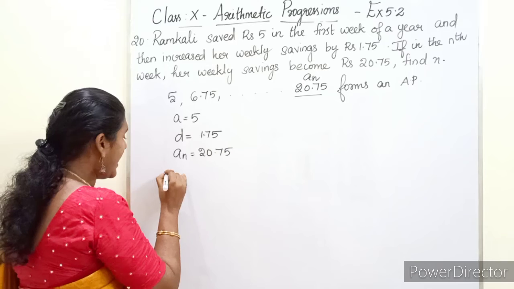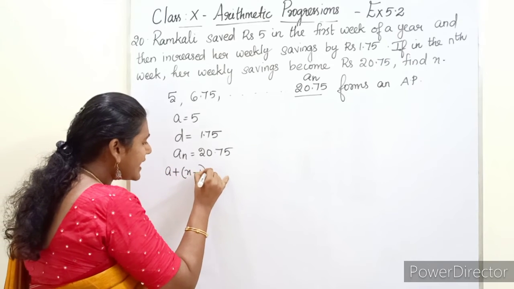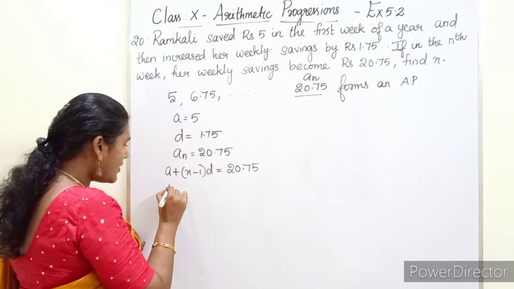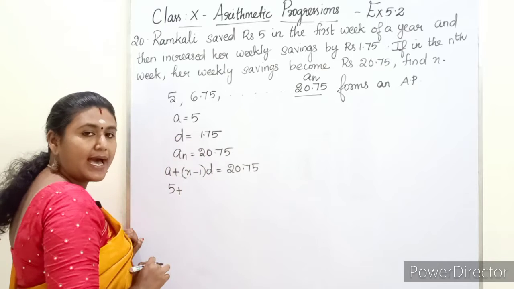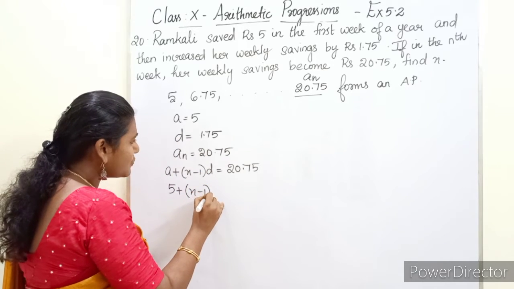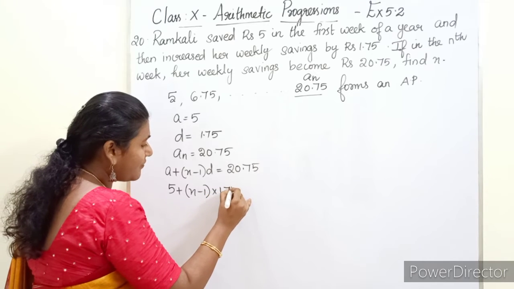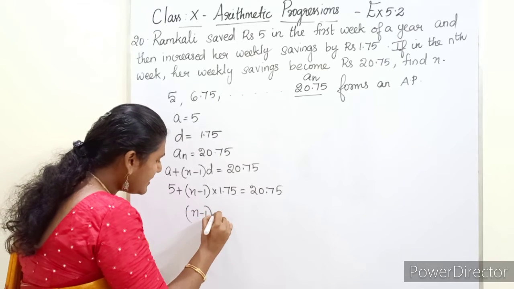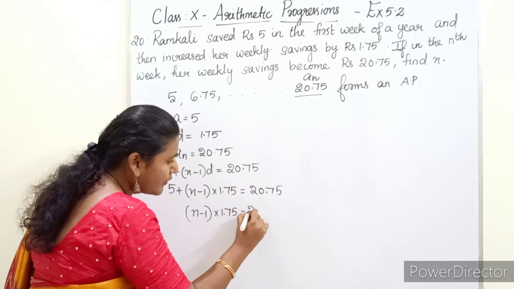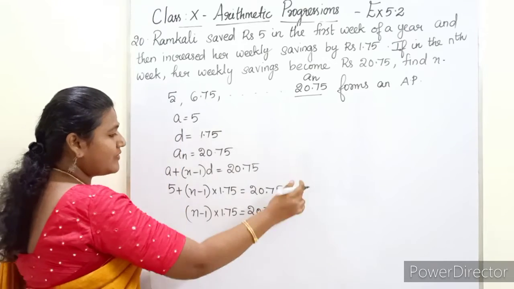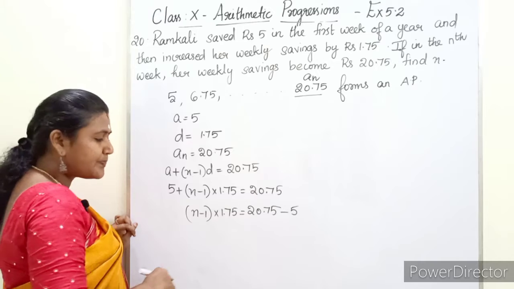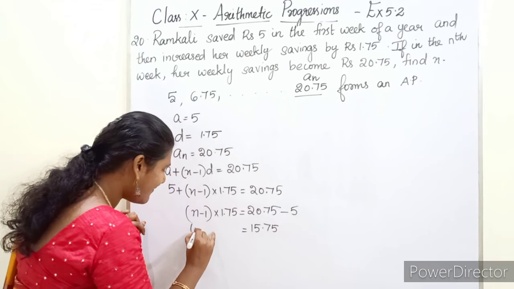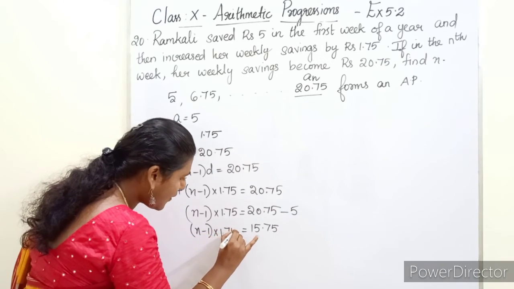Now here in the place of AN we will use the formula A plus n minus 1 into D. So this is equal to 20.75. So here A is equal to 5. We will substitute the values of A and D. So 5 plus n minus 1 into 1.75 is equal to 20.75. Now n minus 1 into 1.75 is equal to 20.75. This 5 we will take to right side, so minus 5. When you subtract these two, you will get 15.75. This is the value of n minus 1 into 1.75.